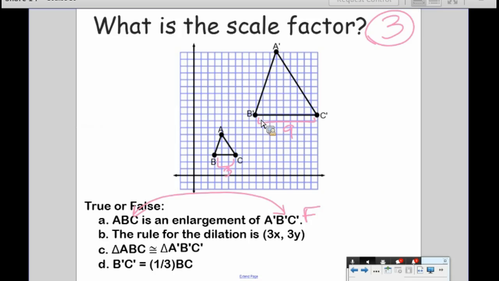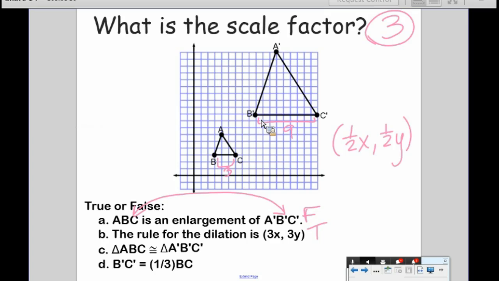The rule for the dilation is 3x, 3y. So that's how you write a rule for dilations. You take the scale factor, and you multiply it by x, and you multiply it by y. That's how you write the rule. So that one's true. If the scale factor was 1/2, the rule would be 1/2 x, 1/2 y.